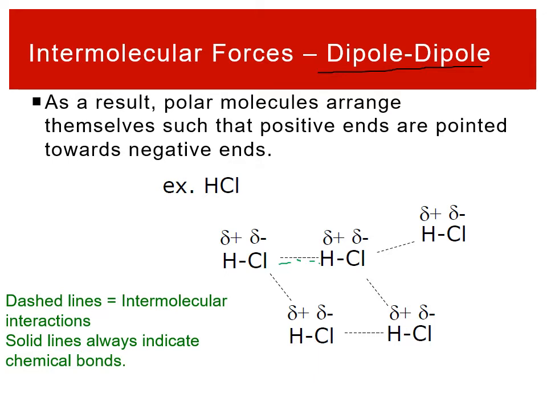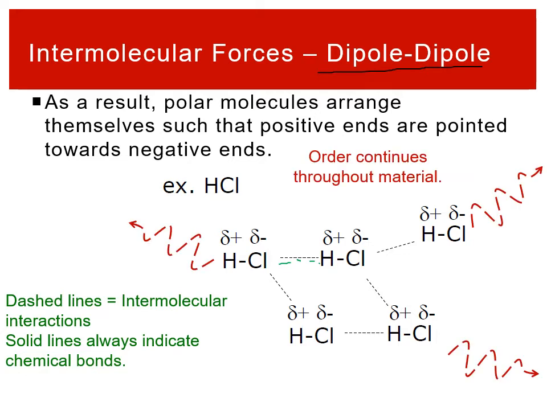So this is just 5 molecules. You can see they're arranged such that the plus is lined up with the negative. This contributes to an order that is going to be maintained throughout the material. So you're going to have these repeating patterns such that these dipoles all are interacting with each other. Everything is lined up.